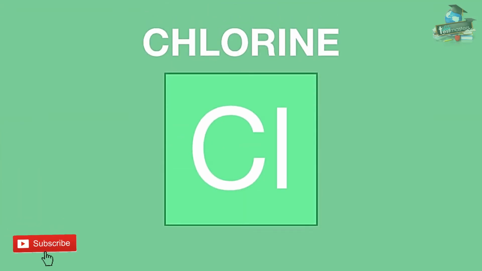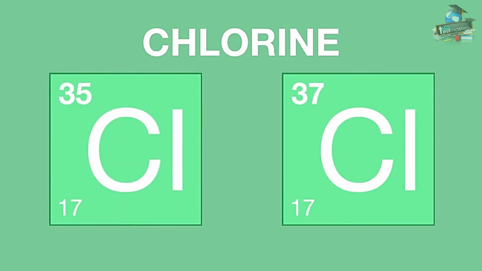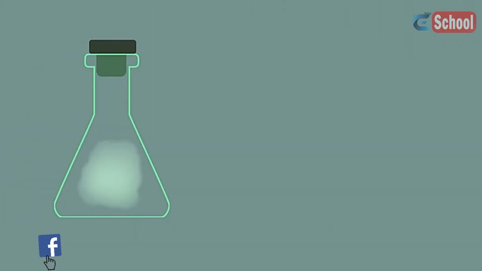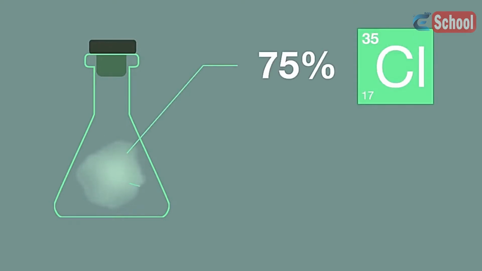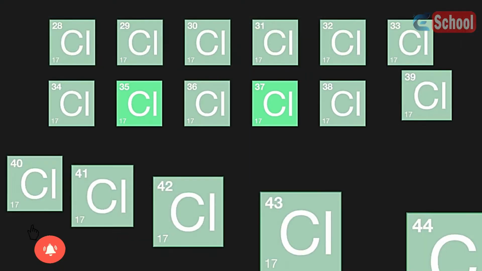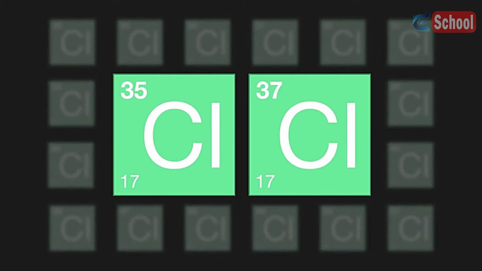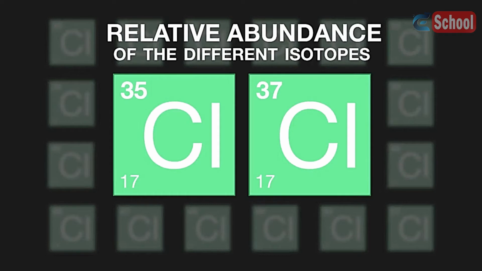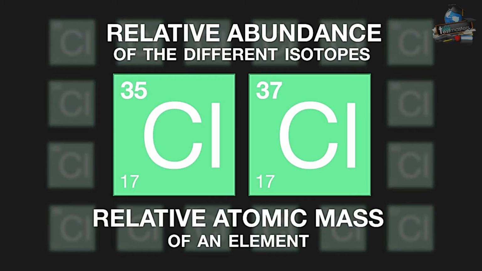The two most common types of chlorine atom in the world around us are chlorine-35 and chlorine-37. If we took a sample of chlorine gas, we would find that it was made up of approximately 75% chlorine-35 and 25% of chlorine-37. There are other isotopes of chlorine, but these two are the most common. The relative abundance of the different isotopes, in other words, how common they are, is always taken into consideration when calculating the relative atomic mass of an element.